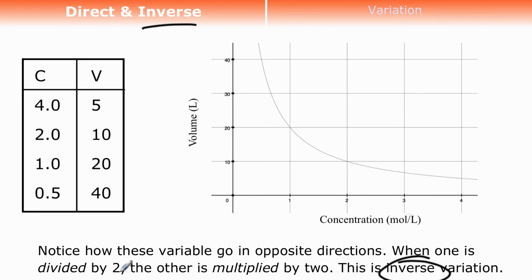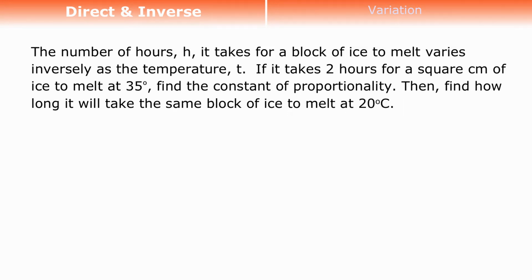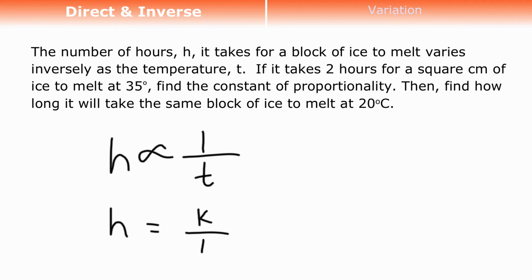So when one is divided by 2, the other is multiplied by 2, if there's that consistency there, then we have inverse variation. Let's try a question where we look at that. The number of hours it takes for a block of ice to melt varies inversely as the temperature. So hours varies inversely as the temperature. So instead of putting a t here, that'd be direct, I have to go 1 over t, inverse variation. Okay, so I can write an equation from that. H is equal to some constant divided by t.